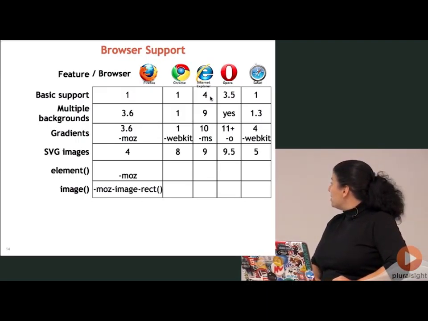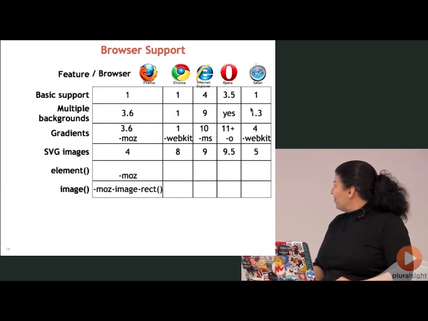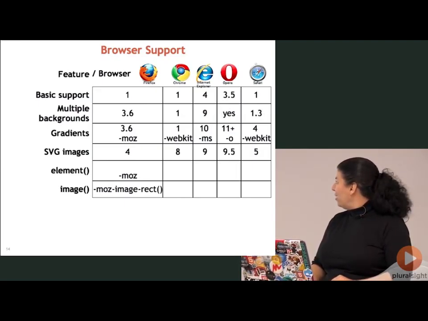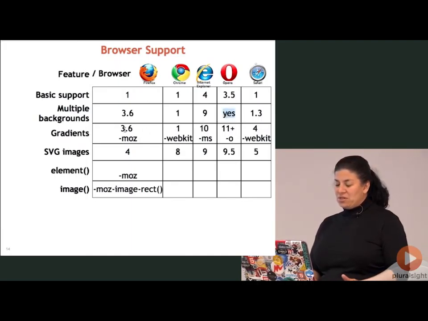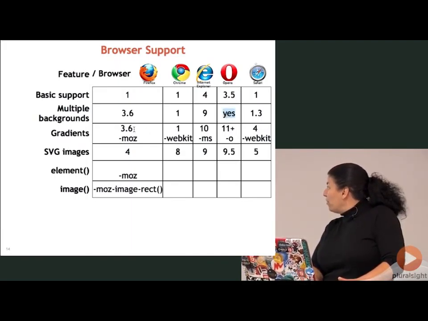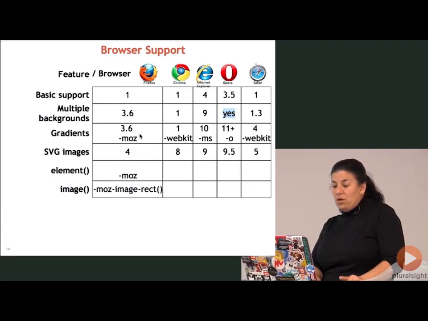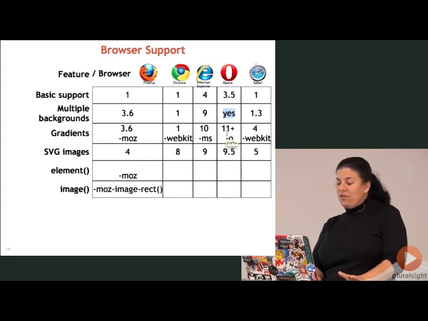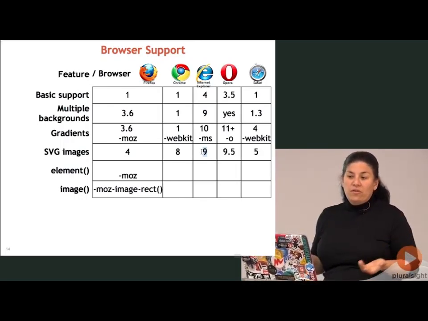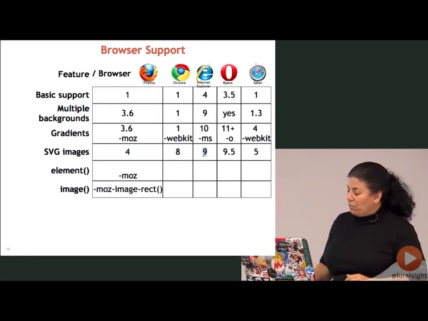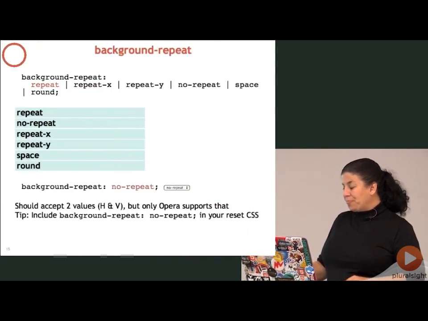Then multiple backgrounds since IE9. Since Safari 1.3, it's like, seriously, IE9, this is how long it took you? But we won't go there. And I put a yes here because I don't actually know when it started supporting it. Gradients 3.6 support with different syntax. And now the syntax has changed, but I'm going to cover all that later for gradients. SVG images, pretty cool. You can use them on all mobile devices. Since IE9, even the old Windows Phone supports it, so that's cool. And element and image is only supported in Firefox the last time I checked.